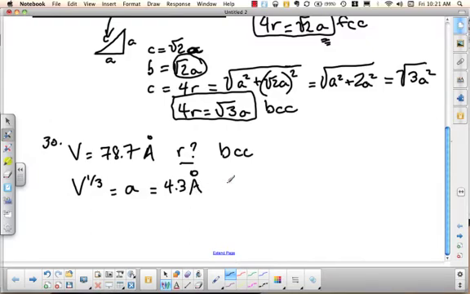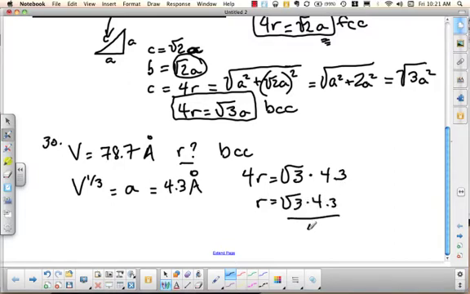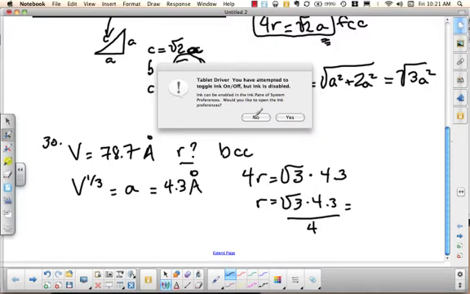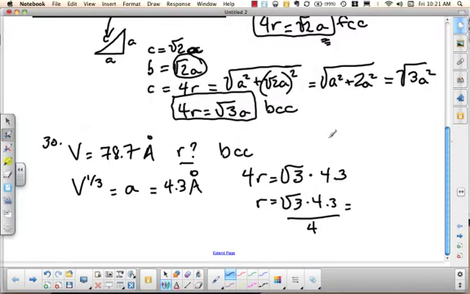So now we just plug it in for body-centered cubic. So 4R is equal to the square root of 3 times 4.3. R is equal to the square root of 3 times 4.3 divided by 4. And when you do the math, you end up with 1.86 angstroms as being the radius of the atom.